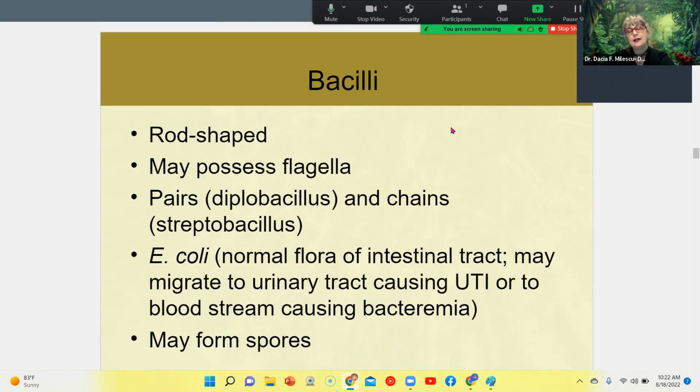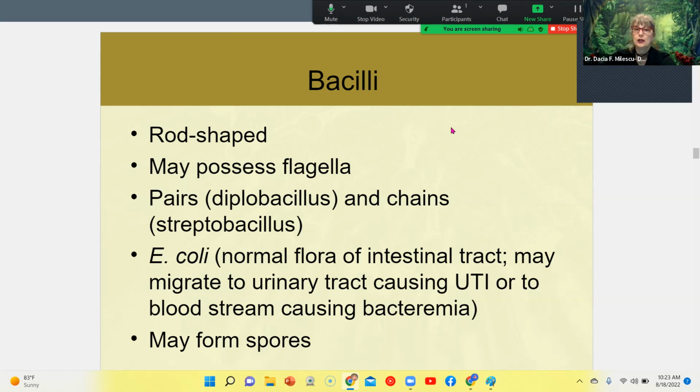Now, bacilli, as we mentioned earlier, are rod-shaped. They may possess flagella. They can be present in pairs, and those are called diplobacillus. Bacilli is plural from Latin. Bacillus is singular. We can have chains, which are called streptobacillus. All right, so one chain is streptobacillus, many chains, streptobacilli.